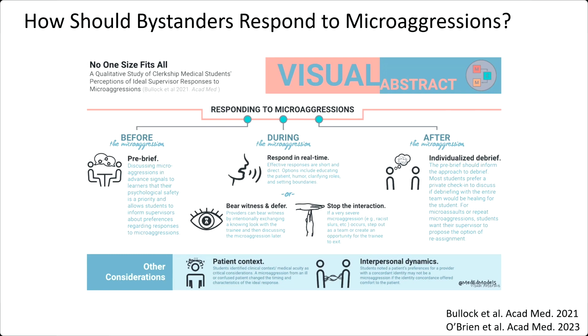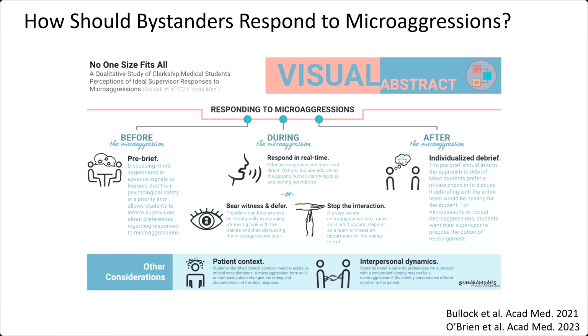So we basically asked medical students, we gave them four very realistic scenarios of microaggressions, kind of based on those classifications that I gave you already. And we asked them, how would you feel most supported or protected in the event of a microaggression? Like, what would you want someone who saw this to do?